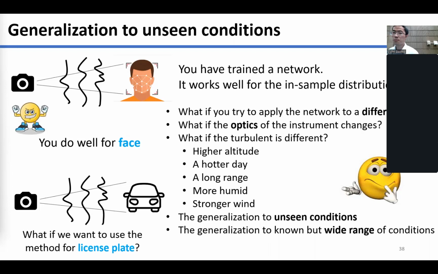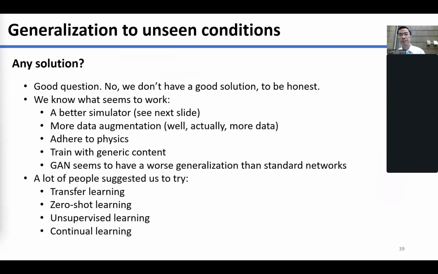There are other problems besides this class issue. You have different optics: I use this camera, you use that camera, this lens, that lens. I'm shooting images on this day versus that day, at different distances, and so on, right? So that will also affect your generalization. Unseen, wide range of conditions. Those are problems. Any solution?